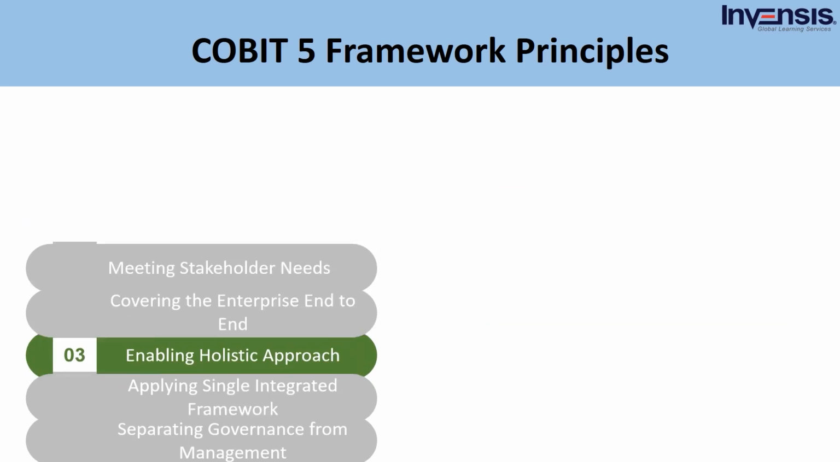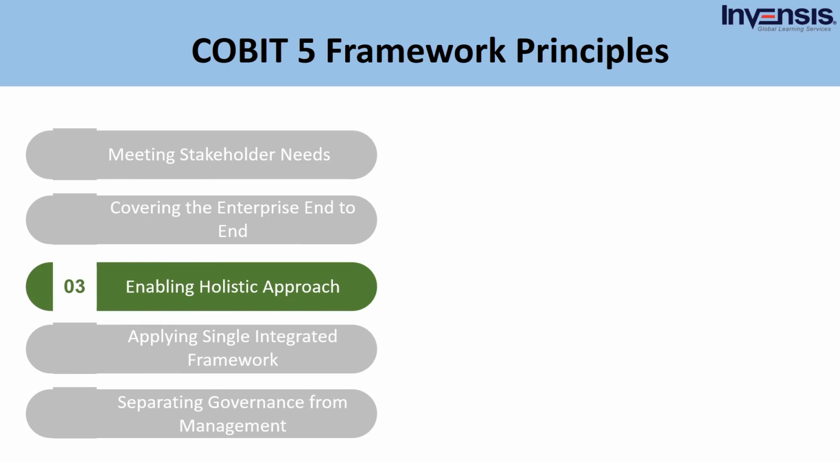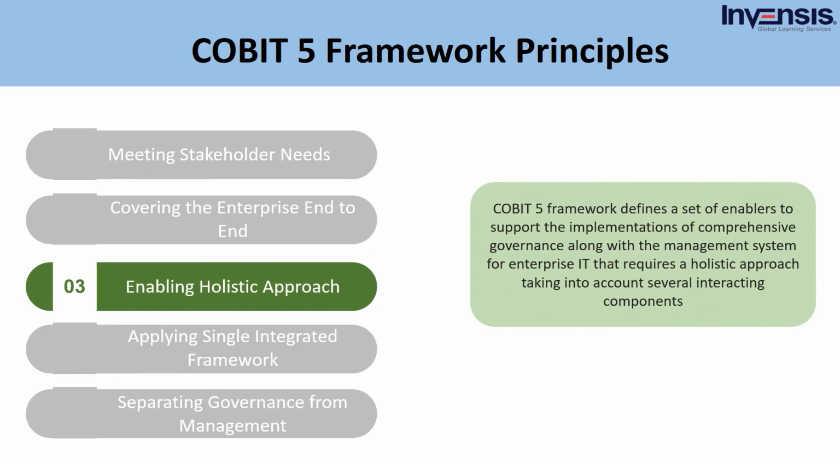The third COBIT 5 framework principle is enabling holistic approach. COBIT 5 framework defines a set of enablers to support the implementations of comprehensive governance along with the management system for enterprise IT that requires a holistic approach taking into account several interacting components.